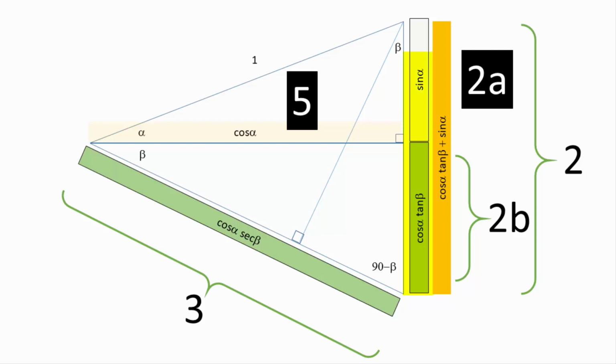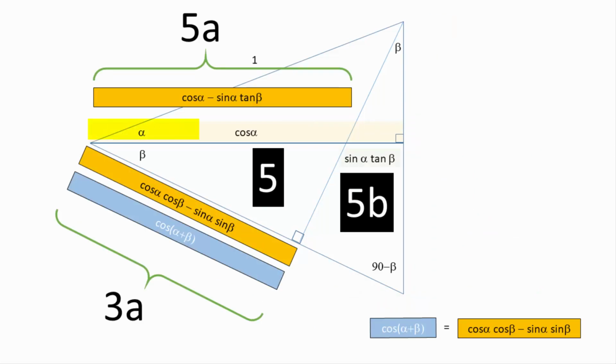We can then add 2a and 2b together to determine the value of 2, which would be cosine alpha tangent beta plus sine alpha. Having determined that 5 is just cosine alpha and 5b is sine alpha tangent beta, we can subtract 5b from 5 to get 5a, which would be cosine alpha minus sine alpha tangent beta.